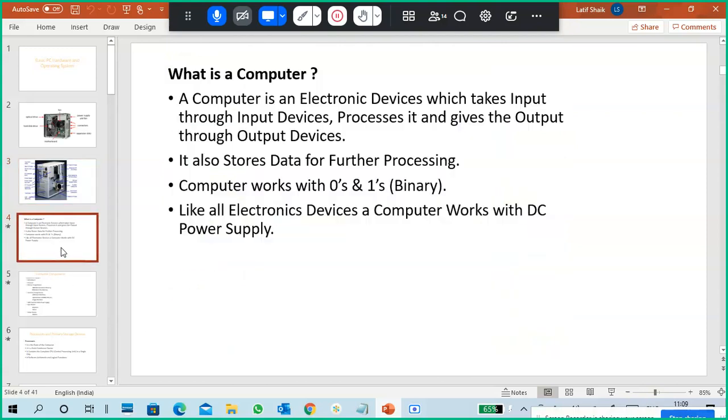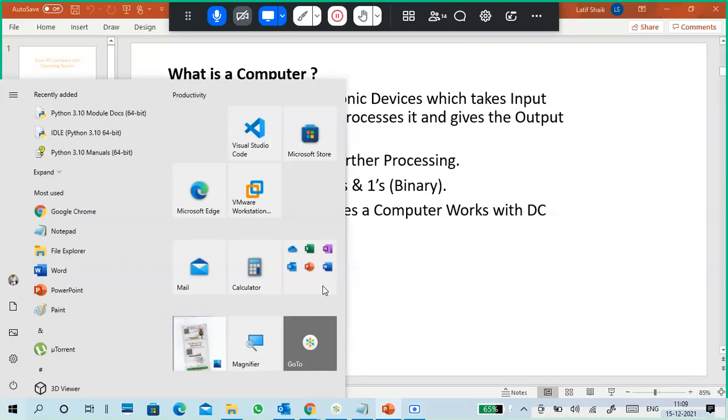Okay, so here is some definition. I will forward this PPT so then you can read all the names and all kind of stuff also. So what is a computer? It is given, it is very simple. A computer is an electronic device.